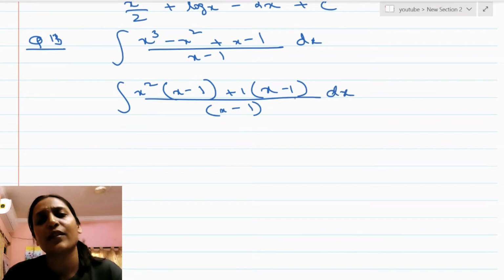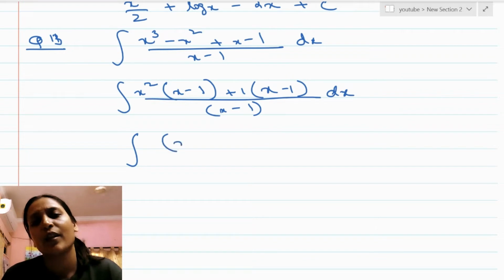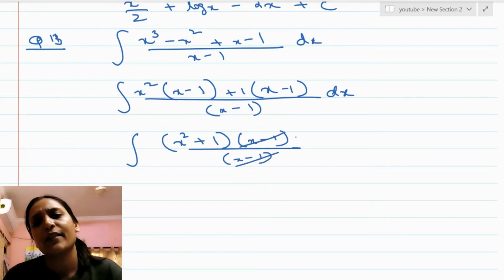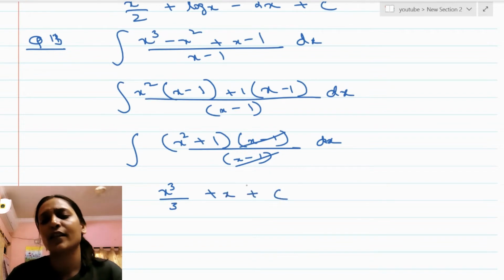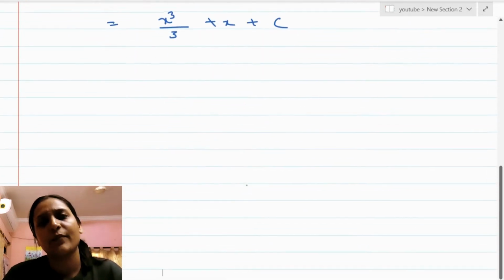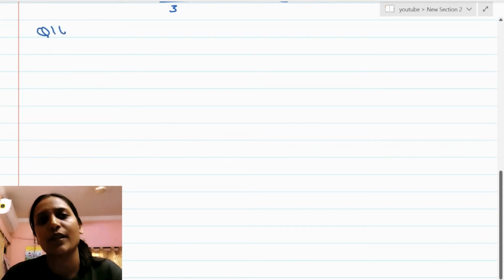So the key here is to simplify it in a way that it becomes easy for us to integrate. So (x square plus 1) into (x minus 1) divided by (x minus 1). X minus 1, x minus 1 cancels out. You're left with the integral of x square plus 1. So the answer for this would be x cube by 3 plus x plus c. Let's move ahead to the next important question in this exercise, which is question number 16.